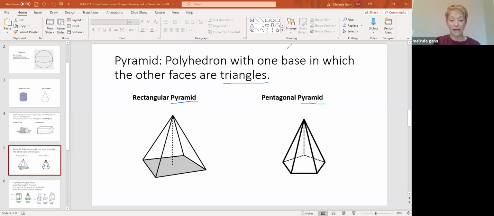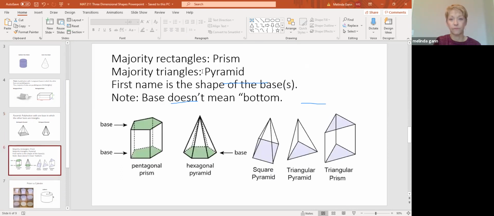Okay. Now let's go practice some things. Okay. So look at this one. So majority rectangles, you're going to write down prism. Majority triangles, you're going to write down pyramid. The first name is the shape of the base. And remember, base doesn't necessarily mean bottom. So I want to make sure I show you that in a minute with some other shapes.